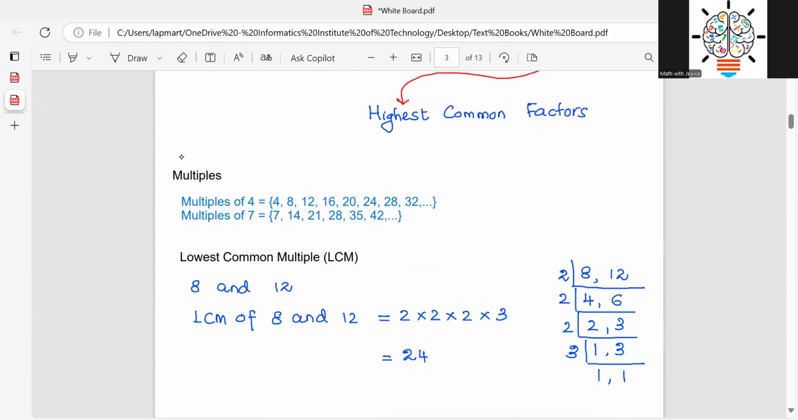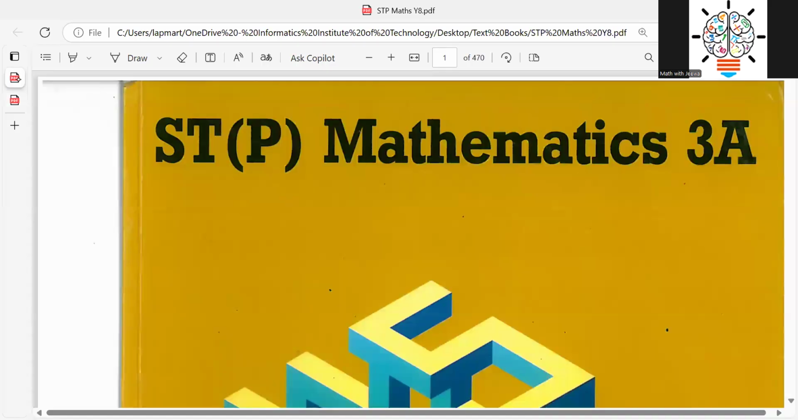The next day, I will explain how to add fractions and how to subtract fractions. Then I will tell you how to deal with different numbers, for example a mixed number and a proper fraction. If time permits, we will discuss multiplication and division of fractions. If not, we will take it to the fourth day. Okay, children, so this is day 2 content of STP Mathematics 3A.